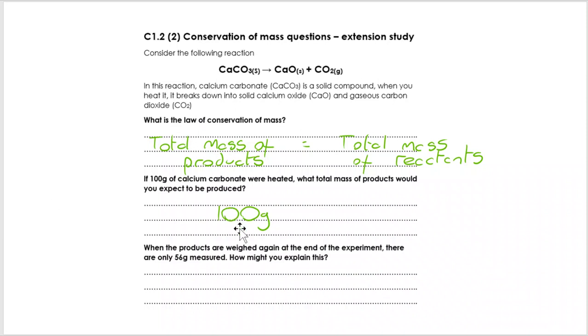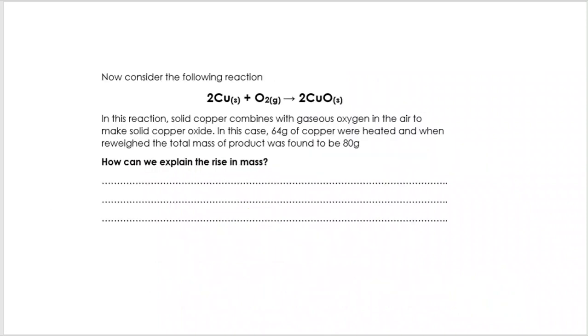However, if we did this on a balance, we'd only find 56 grams. The clue is in the state symbols, and we'll talk a lot more about state symbols later. But S means it's a solid, S a solid, carbon dioxide, G is a gas. Now when you create a gas, it escapes into the air. So we have 56 grams of calcium oxide, but 44 grams of carbon dioxide has escaped, so we can no longer measure it. Have a go at this final example to end the video.